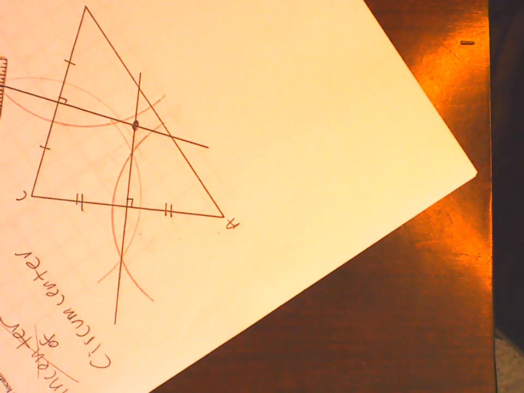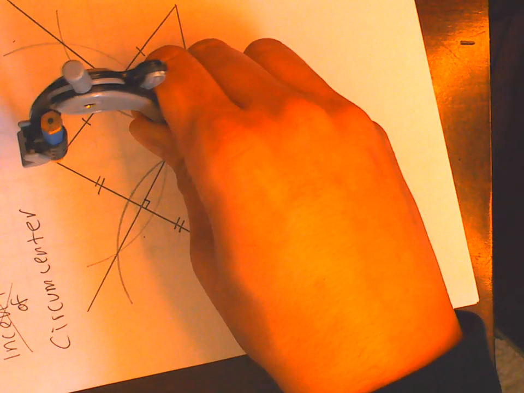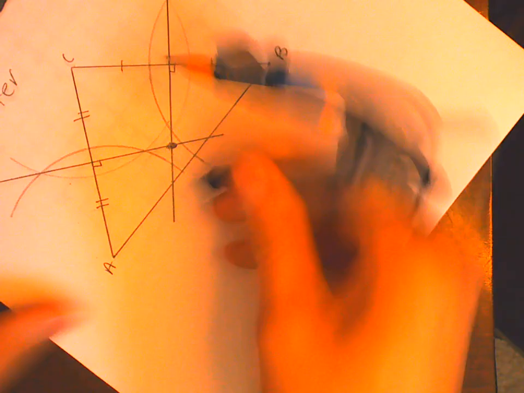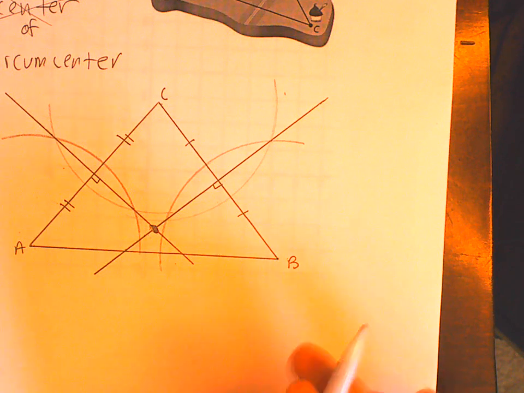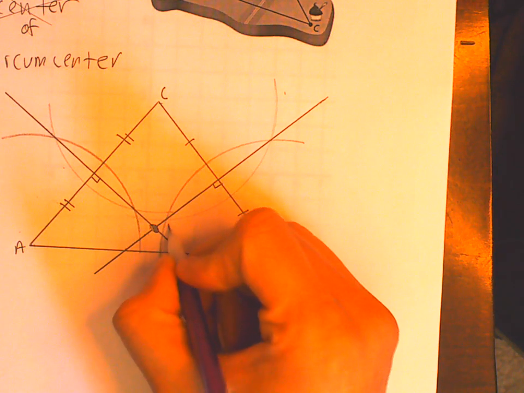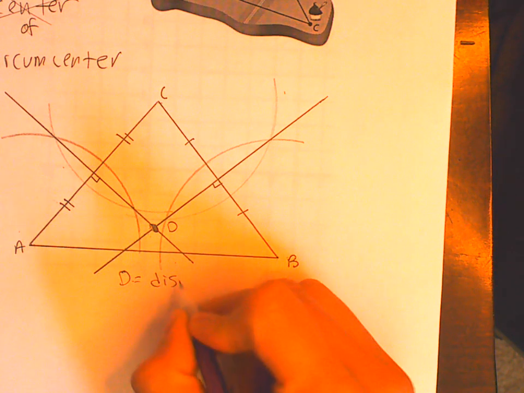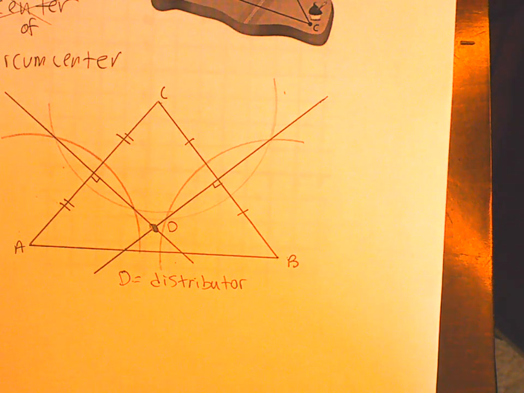And if you were to measure the distance from here to here, notice how you get pretty much the same thing. Look, same thing, same thing, same thing. So here is where the distributor, we'll call it D, is going to be. Distributor. All right, and that is example number 1. Let's look at the next one.